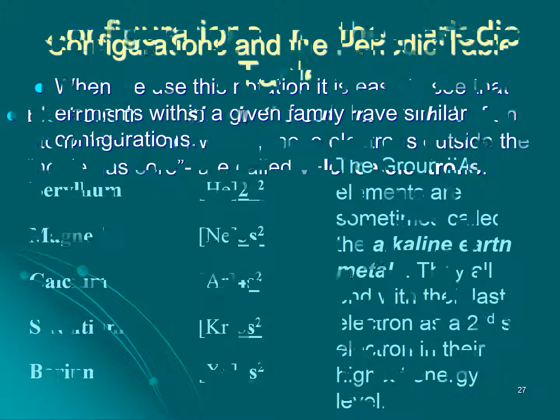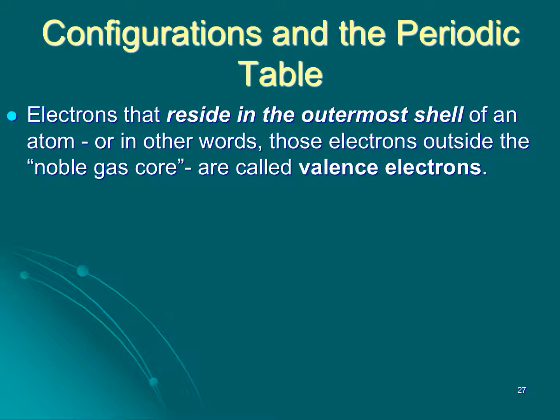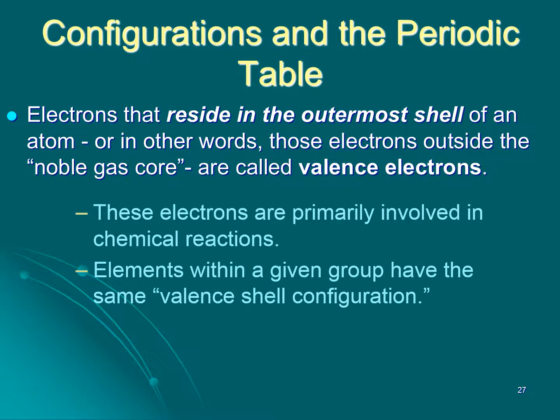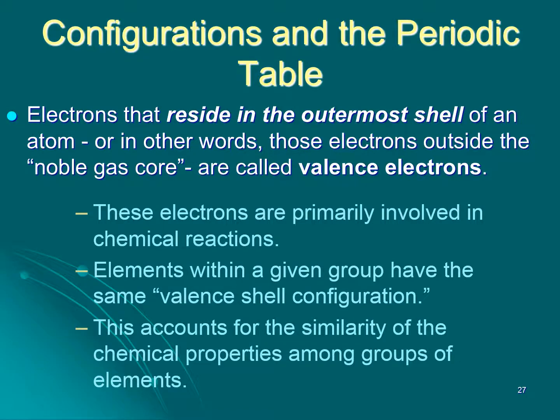Okay, the electrons that are in the outermost shell of an atom are called valence electrons. So we have the noble gas core, and then we have the valence electrons. And it turns out that all these valence electrons are the ones primarily involved in chemical reactions. So that's really the only ones we're worried about. Elements within the same group have the same valence shell configuration, just like we saw. So everything in group 2A all ends with s2. And like I said, this accounts for the similarity of chemical properties within one same group.